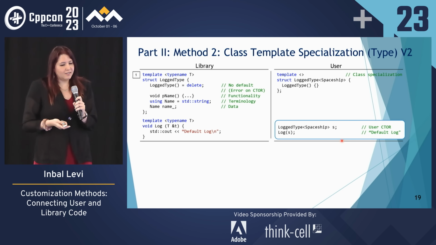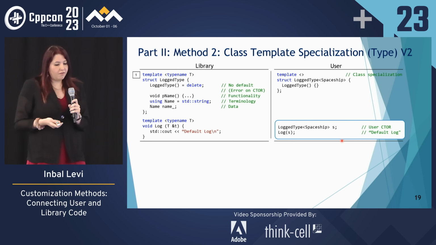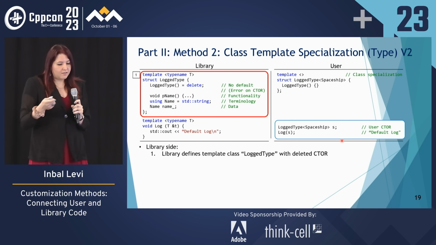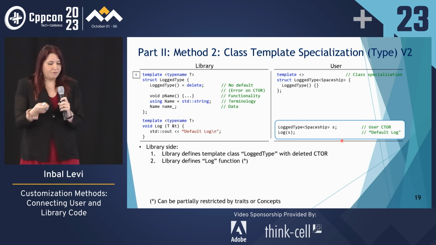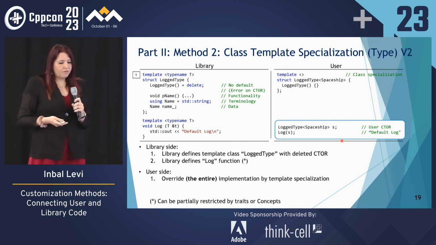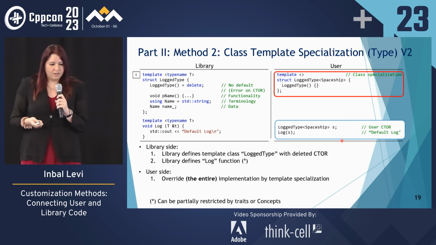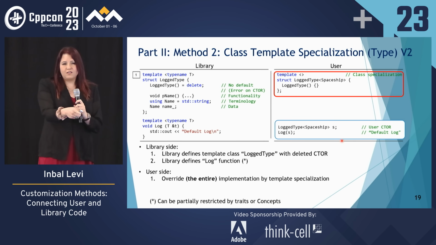Now we have a different version, and it's still class template specialization, but it's a bit of a different one. So now we define a log type, but it doesn't have a default constructor, so we can't actually instantiate it, right? And the library defines this log type, and the library defines a log function that only takes, in this example, log type. So users can override the entire implementation by template specialization, right? So now I can have a log type and have a specialization for spaceship, right? And I now lost all the things that were in the template class. And this is a different behavior than what we saw before, right? Before we were actually able to get some of it.